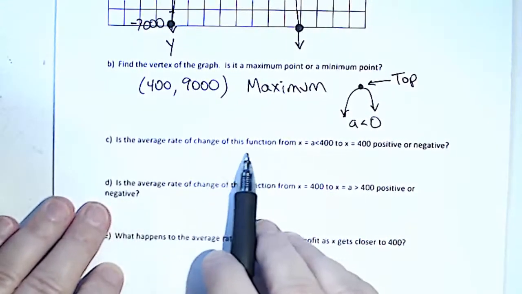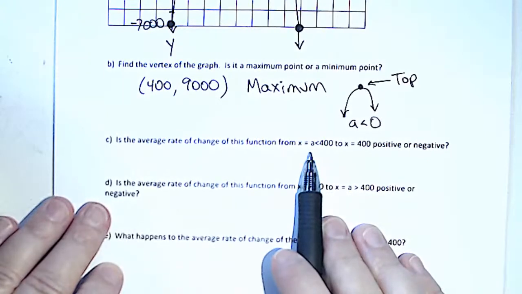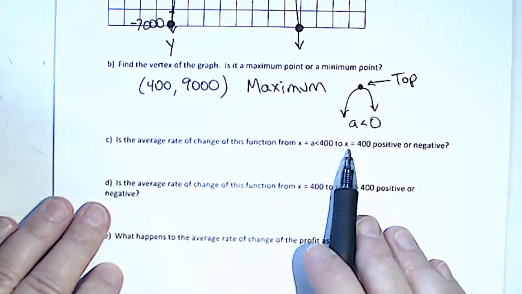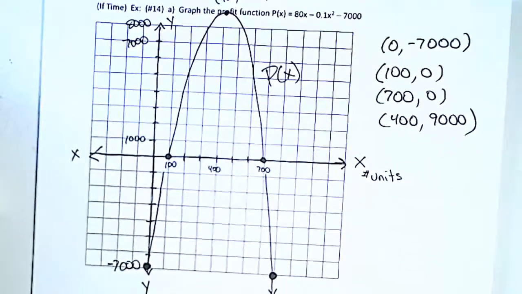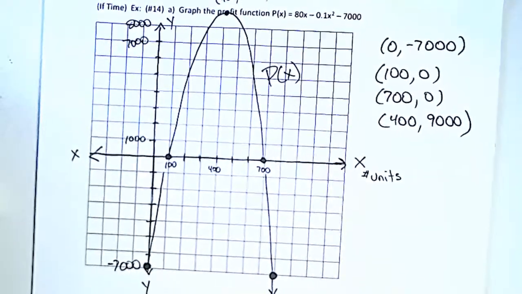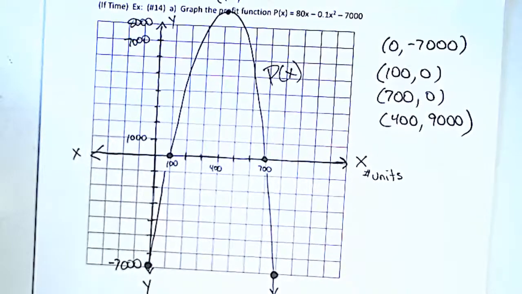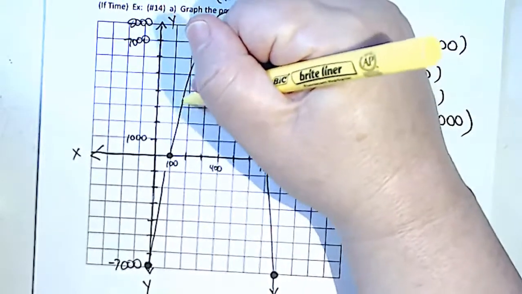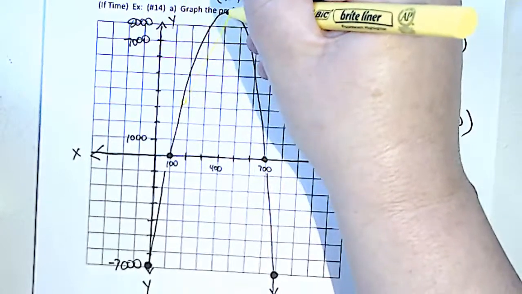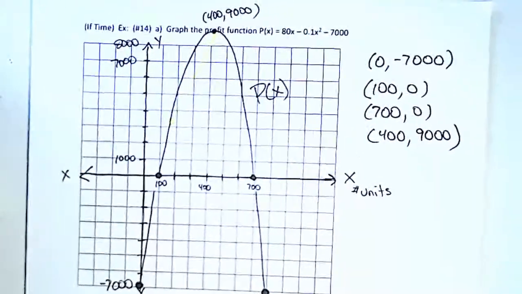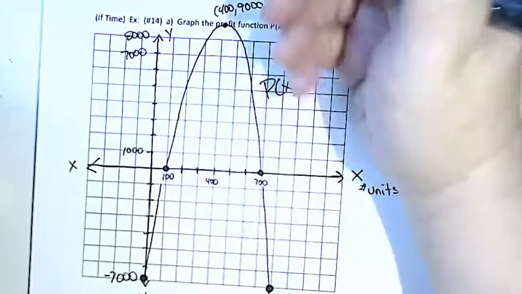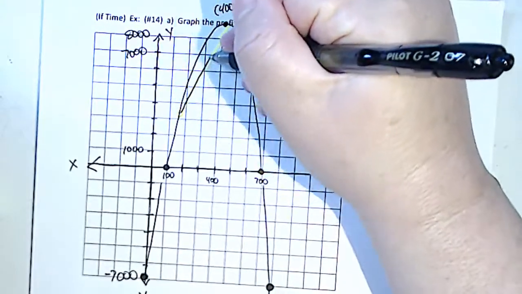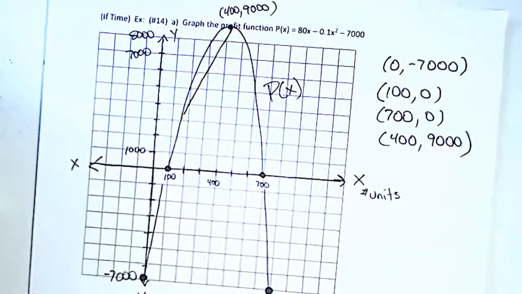Is the average rate of change of the function from A, which is less than 400, to 400, positive or negative? So in other words, for number C, I'm going to do C in yellow. So something less than 400 to 400, like say a point here, up to there. Can you see? Oh, that's hard to see. I'm going to copy it over in black, just as long as you know it's not part of the graph.